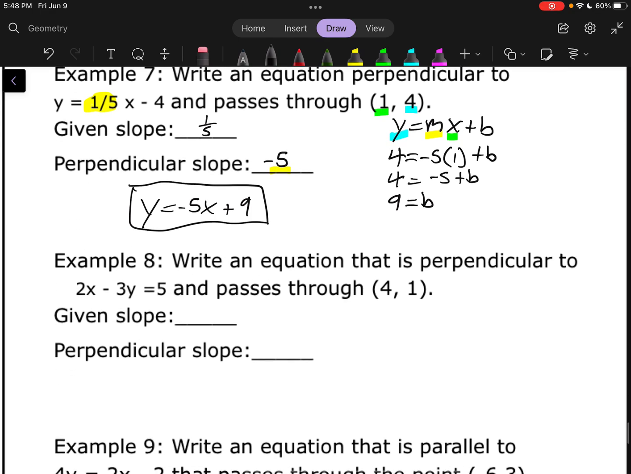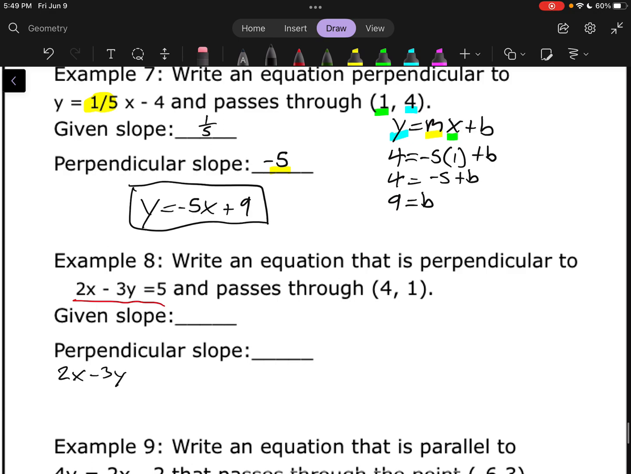All right, this one says write an equation that is perpendicular to 2x minus 3y equals 5 and passes through (4, 1). Now this one's a little tricky because we don't know what the given slope is right now, because this equation is not in slope-intercept form, so you can't tell what the slope is. It's in standard form. So let's do a little bit of work here to get that slope by itself first.